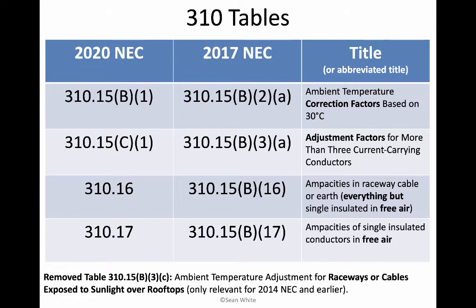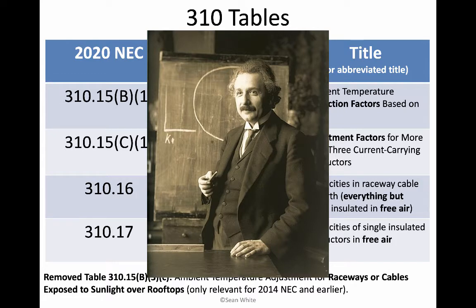Okay, close your eyes. What is ambient temperature correction factors based on 30 degrees C in the 2020 NEC? That's right, it's 310.15(B)(1). What is adjustment factors for more than 3 current-carrying conductors in the 2020 NEC? Your eyes are still closed, right? That's 310.15(C)(1). And 310.15(B)(16) and (B)(17), kind of easy. You just throw out the 15(B). You are now officially smart.